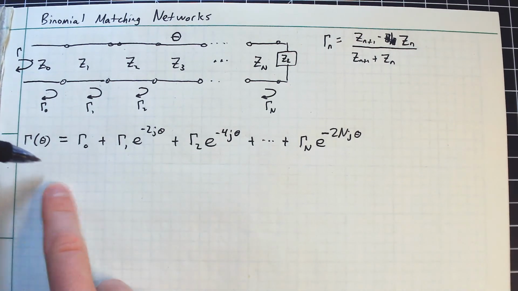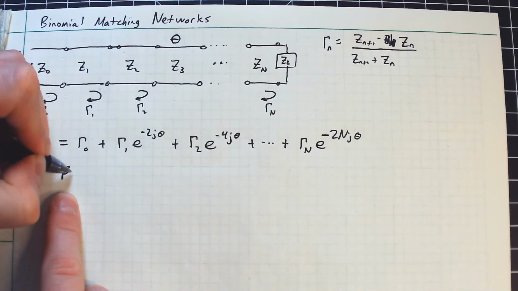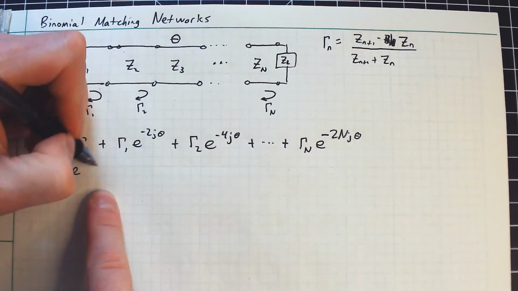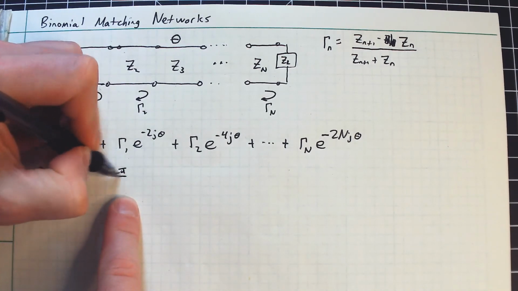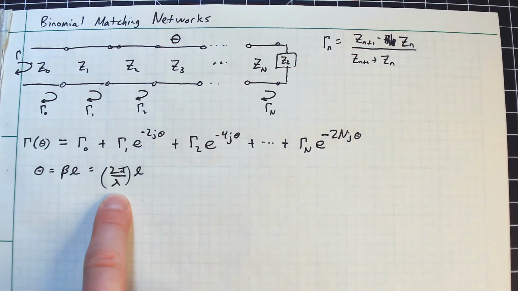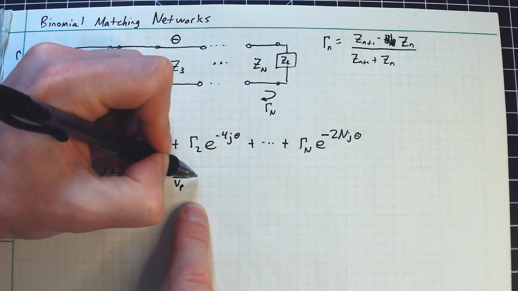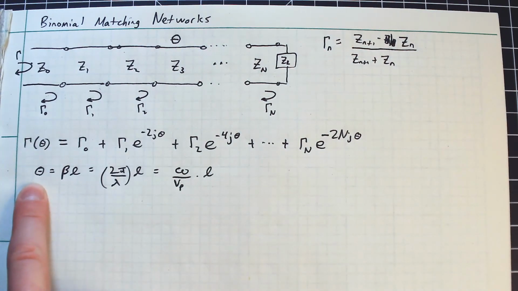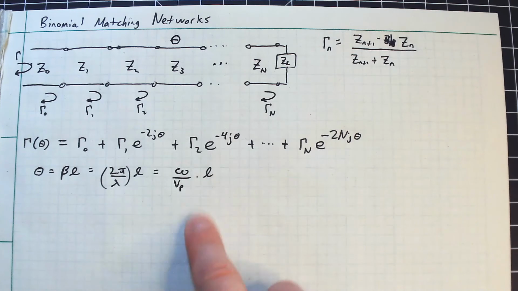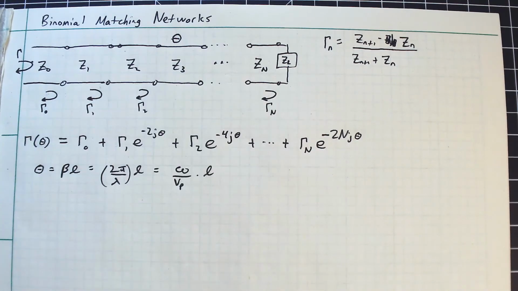Just in your mind, remember that theta here is an electrical length. So theta is equal to beta times L, where beta was 2 pi over lambda, times some L here. Or equivalently, in terms of frequency and wavelength, you could express this as omega divided by the phase velocity times L. So you can think of this theta as a frequency-dependent term, but we've normalized it to the wavelength so that we're just looking at this in terms of radians rather than actual raw lengths.